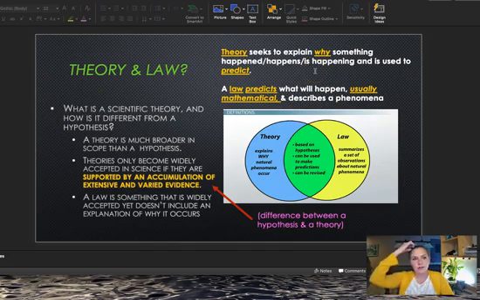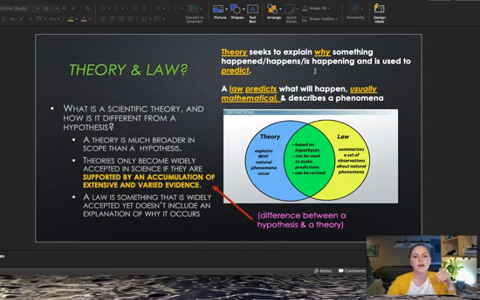So take the theory of climate change. There are several experiments that have proven time and time again that climate change exists, right? And so that's our theory, the theory of climate change. And because we have this developed theory, we can predict what may happen in the future if climate change continues.